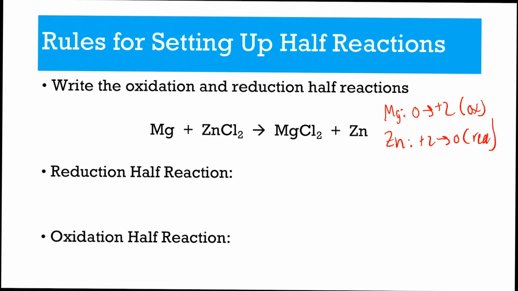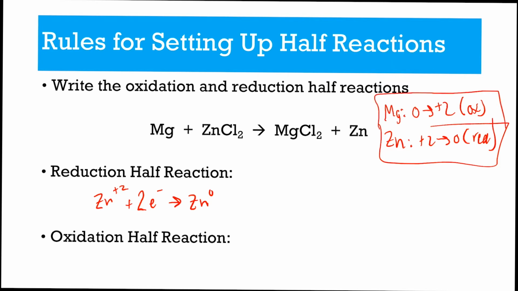Okay, so the first one we want to write is the reduction half reaction. So that's talking about zinc. So we have zinc plus 2, and we have zinc 0. And again, if you're reduction, that means you are gaining electrons, so the electrons need to be written as a reactant. And then we have to make sure they're balanced, so that's 2 electrons. And that's all you have to do for that half reaction. That is it.